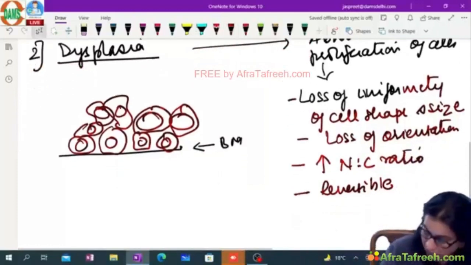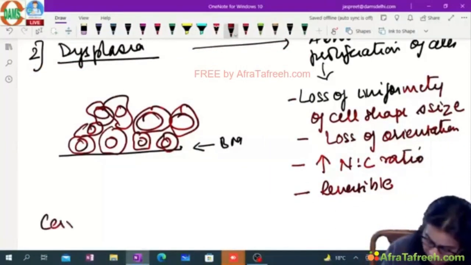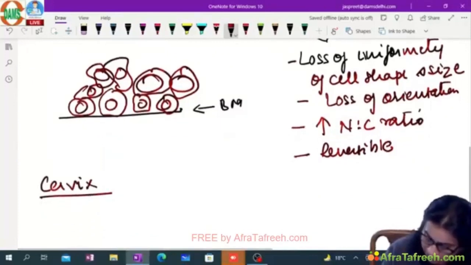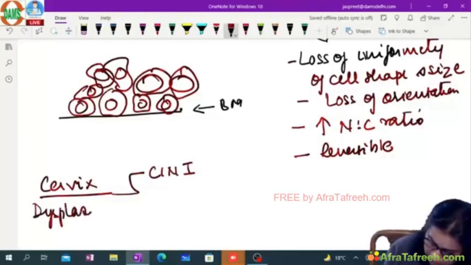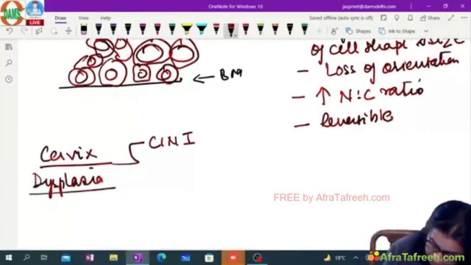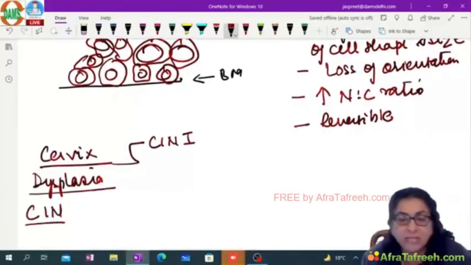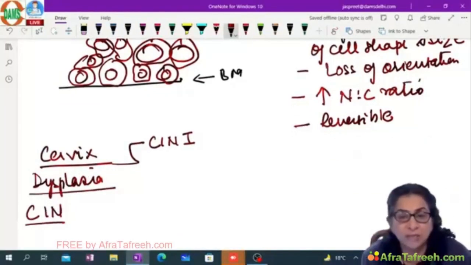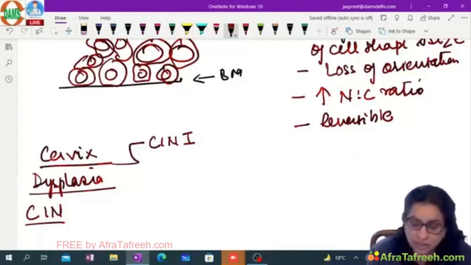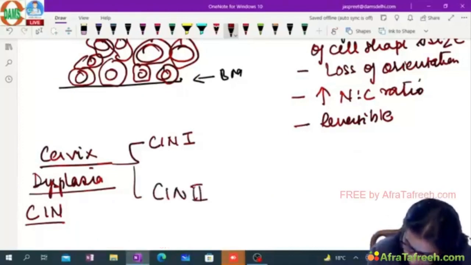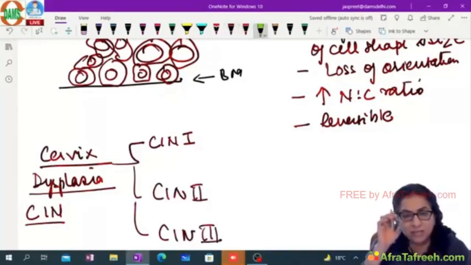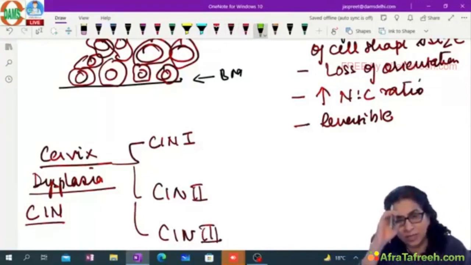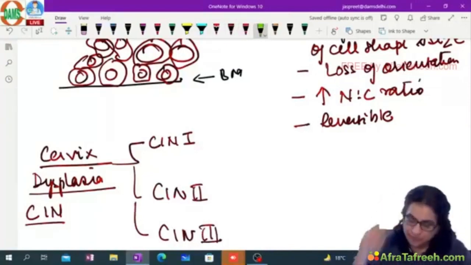Now, if you look at the cervix, in the cervix you have dysplasia. Cervical dysplasia is called CIN. What is CIN? Cervical intraepithelial neoplasia. You have CIN1, CIN2, and CIN3. What is CIN1? When these dysplastic cells are only in the lower 1/3 of the epithelium.